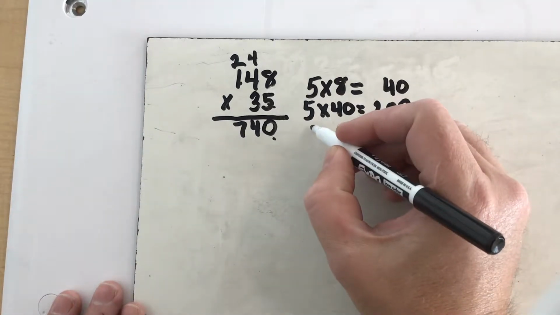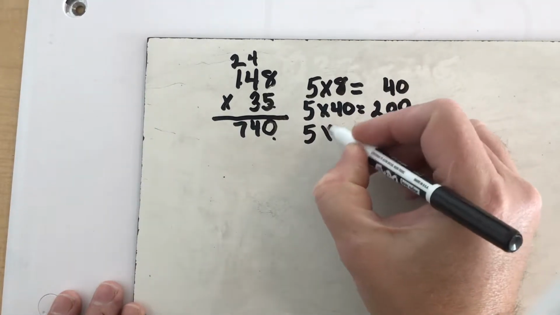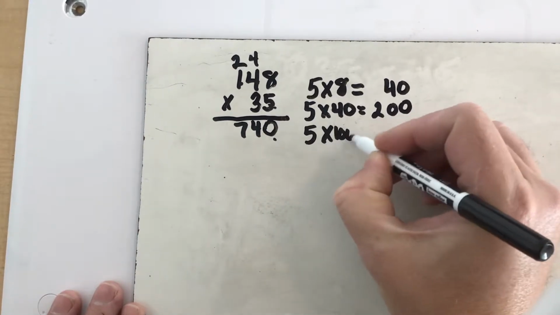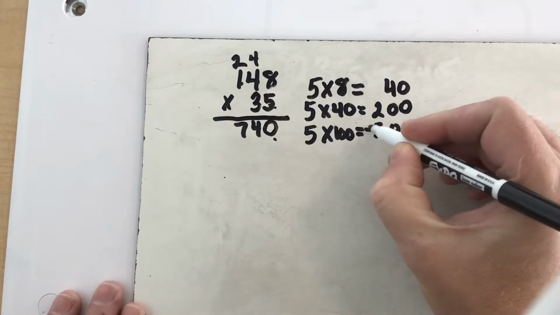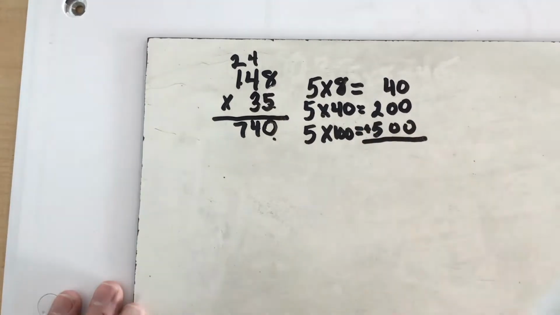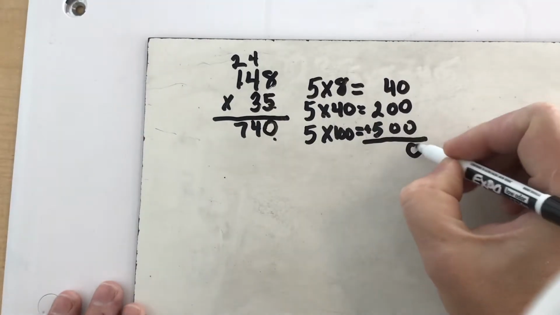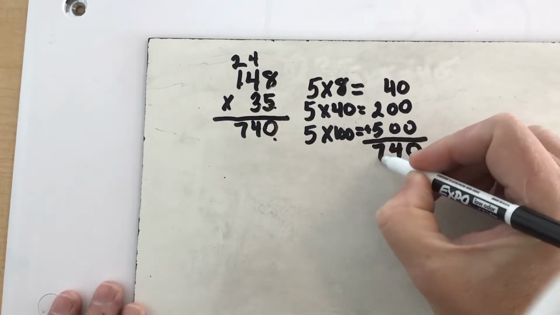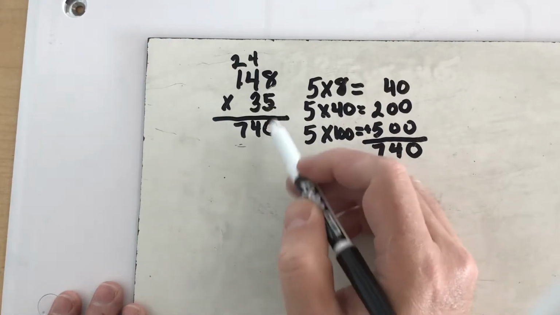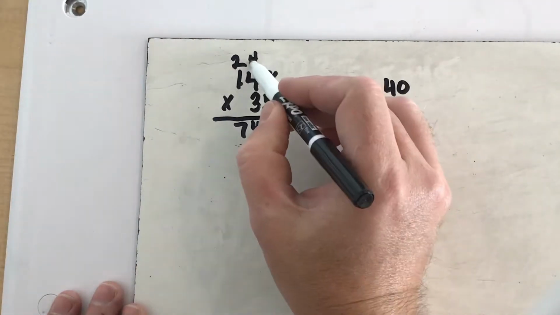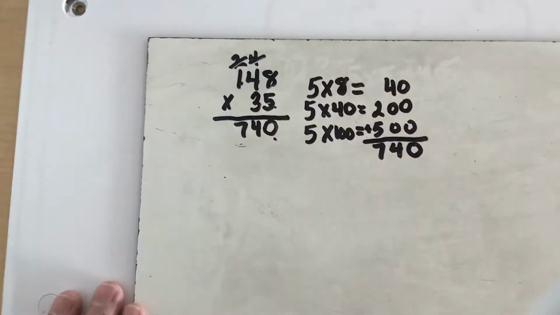So let's check our work. So we know 5 times 100 equals 500. So when we add these, which you're going to do as well, we should have the sum of 740, which we do. So we know that we've done this line correctly. Okay, now I'm going to cross these out because we've already used them.